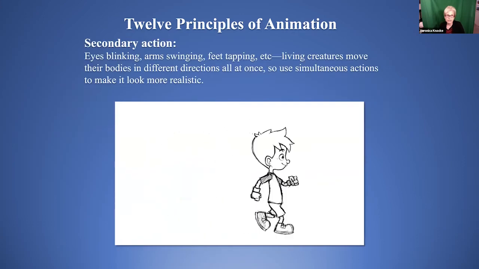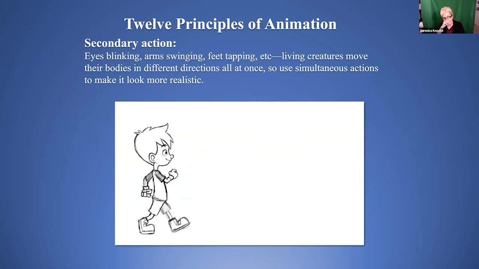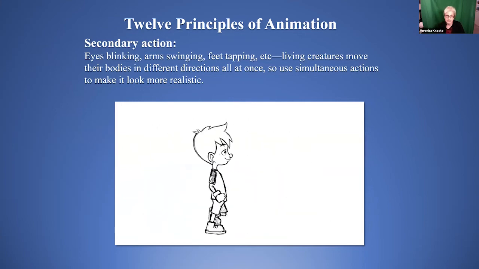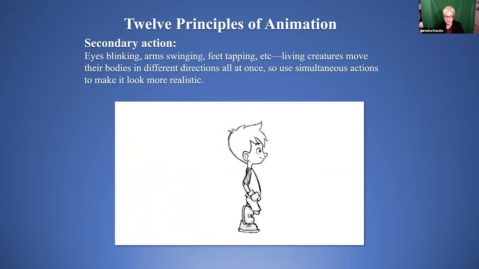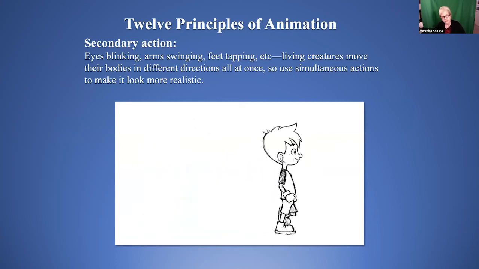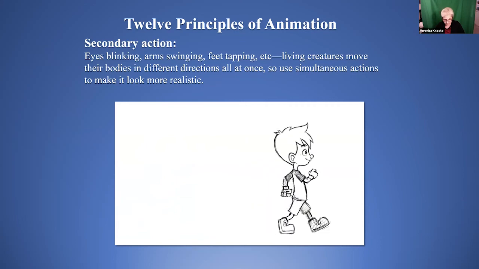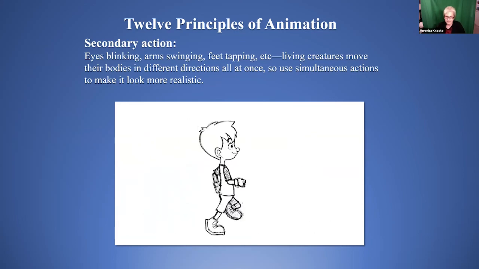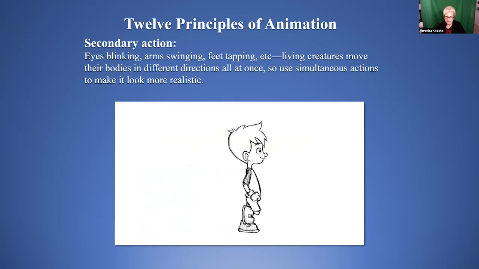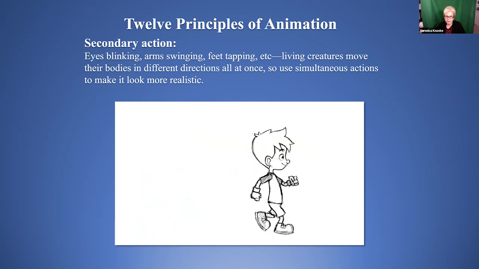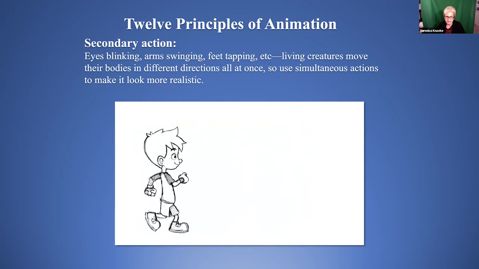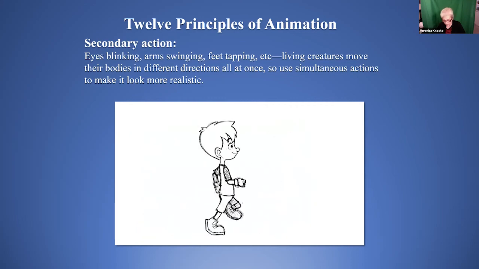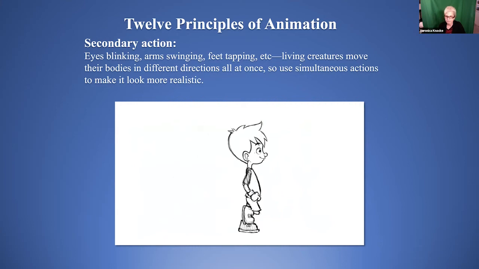Secondary action, eyes blinking and arms swinging and feet tapping. Living creatures move their bodies in different directions all at once. So use simultaneous actions to make it look realistic. So secondary action looks a lot like the overlapping action. It's hard to tell which one is what usually, but it's just the idea that things don't all move in one piece. You have all kinds of different motion happening at the same time.